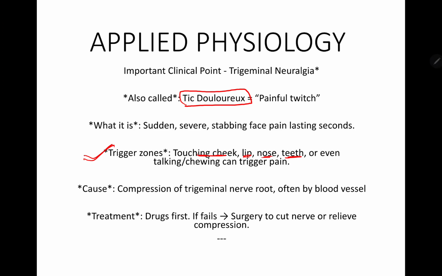The cause of this is compression of the trigeminal nerve root, often by blood vessels. Due to any reason, if compression of the nerve root happens, you can have the trigeminal neuralgia condition. Okay. The treatment for this is drugs first. First they will try with drugs. If it doesn't work, surgery can cut the nerve or relieve the compression. Either they can relieve it if possible or completely cut the nerve which is causing the pain, the trigeminal neuralgia effect. Okay, that particular nerve root they will cut.